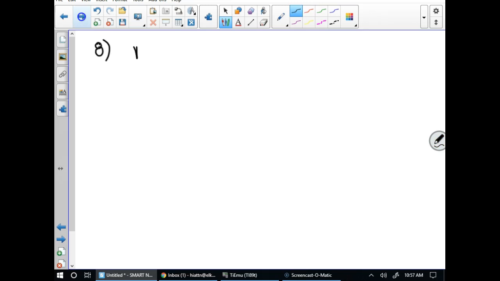So 8, we've got the square root of 5v equals v. Okay, for number 8, we've got to get rid of that square root to be able to solve this, so we're going to square both sides. And that will give us 5v equals v squared.